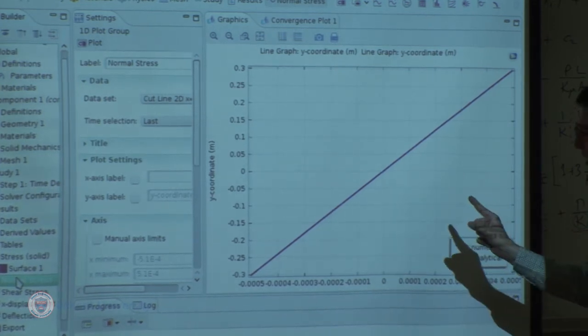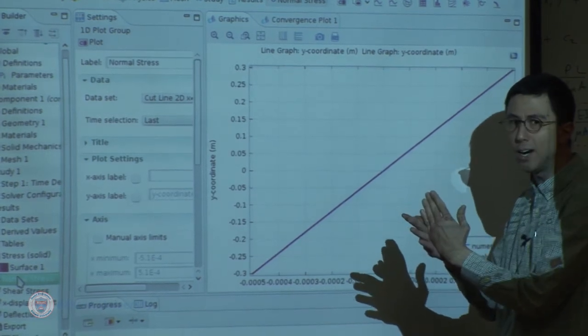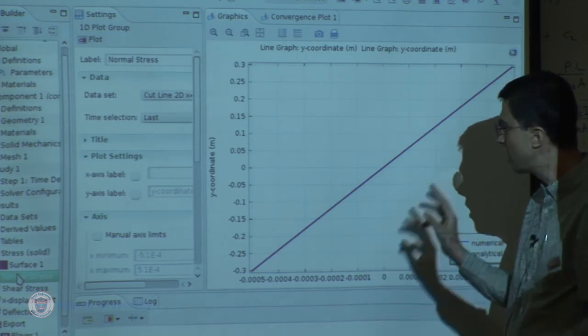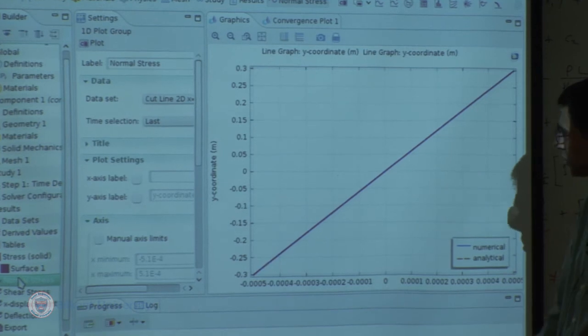But here, the cross section I have taken is right in the middle of the beam, where end effects were almost not seen. So I will choose another cross section and actually show you that eventually the match is not always perfect.